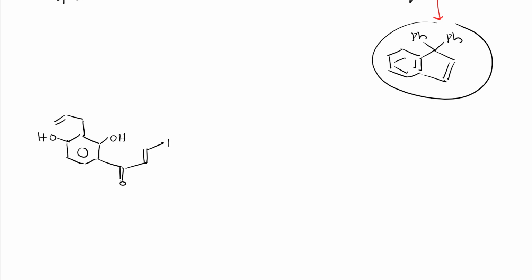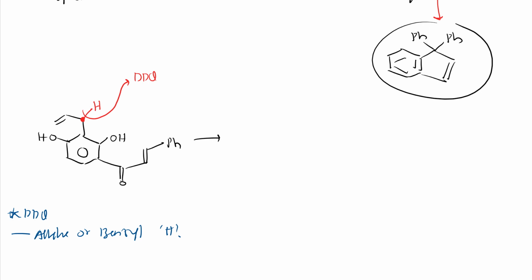What you have to see, as I have always told you, is that whenever there is a DDQ reaction, first you have to check for an allylic or benzylic carbon having protons, right? So here you can see this is my allylic carbon, and it has a proton. So I will take DDQ, and I will take this hydride first. I have always told you to take the hydride because DDQ is electron deficient. So I get this product, see here.